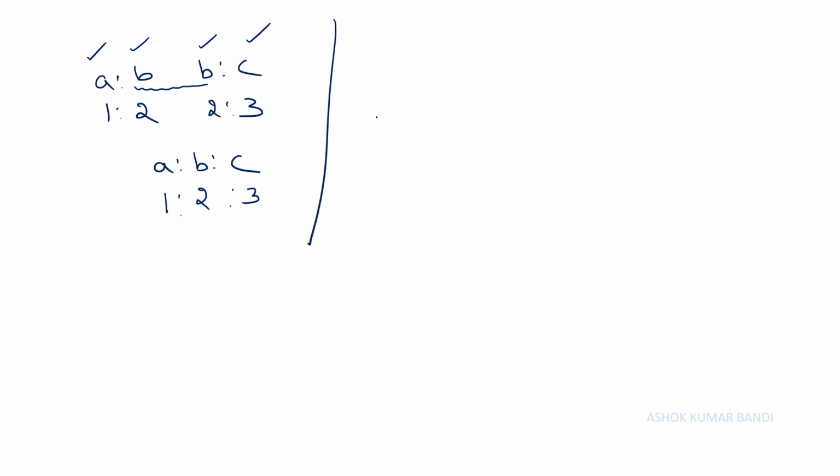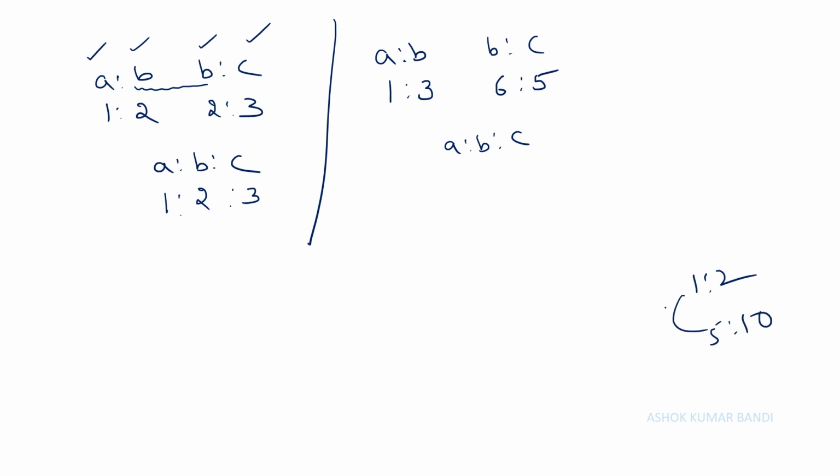That's the first one. Second one, A is to B equal to, let us take 1 is to 3. B is to C equal to 6 is to, let us take 5. Then I want to find out A is to B is to C. Remember one thing, multiplying or dividing the ratio with the same number is not going to affect the value of ratio. That is, 1 is to 2 is same as 5 is to 10. That is same as 100 is to 200. Multiplying or dividing the ratio with the same number is not going to affect the value of ratio, because ratio is simply comparison.